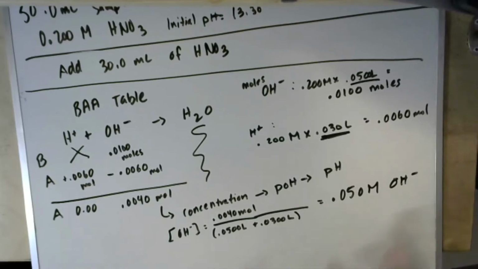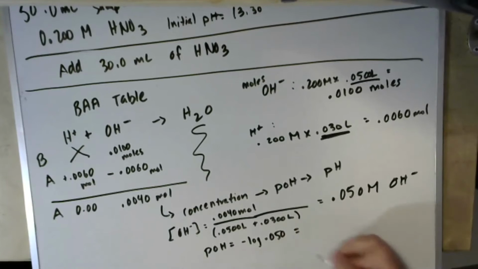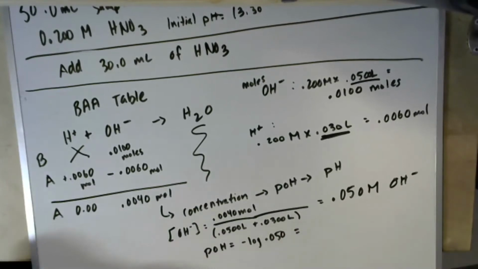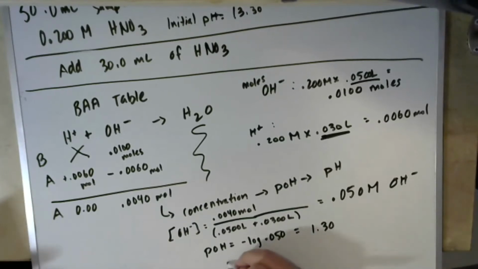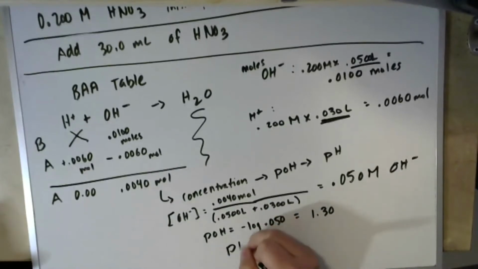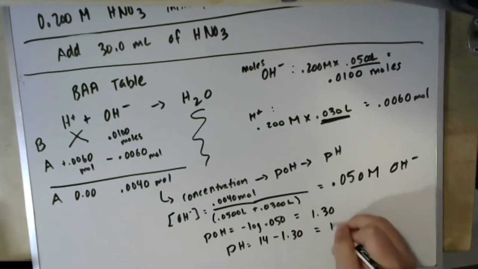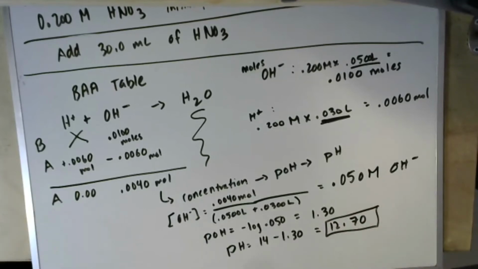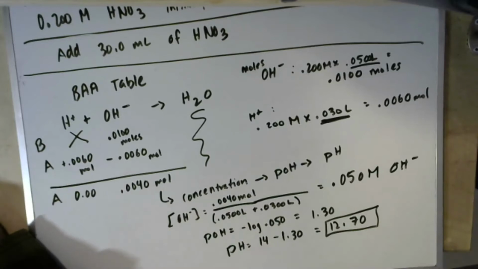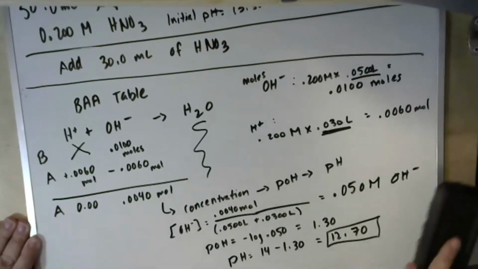From that concentration value, we can find the pOH, the negative log of 0.050. The pOH is going to be 1.30. Then to find the pH, 14 minus 1.30. Our pH is going to be 12.70 after we add that nitric acid. So that's easy enough, not too bad.